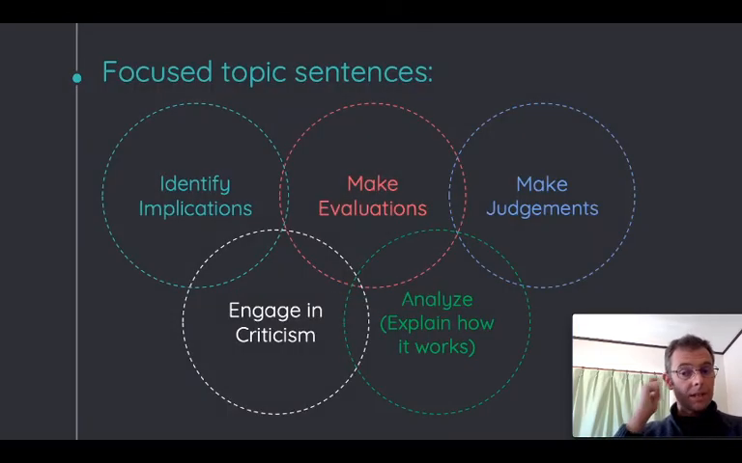All right, so just again, review from last time. A focused topic sentence and a focused paragraph should be doing one of these 5 things. Your paragraph's job should be to do one of these things in your essay. If it's not doing one of these things, then it might be either retelling or describing. Now, retelling and describing the text has its place, but most of your essay needs to be one of these 5 things.